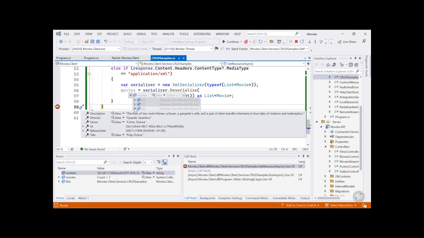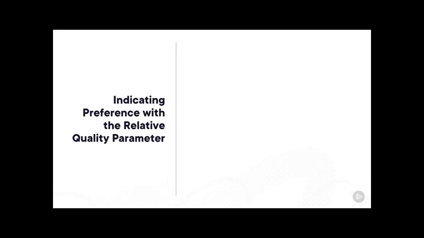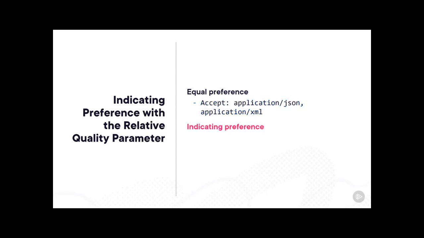Let's have a look. We added two values to the accept header of the last request we sent in the demo, application/json and application/xml. From that, it follows that the accept header looked as you see on screen now. What this means is that we accept both with equal preference, which is a preference of 1. That's the maximum. Via the relative quality parameter, we can indicate preference between 0 and 1.